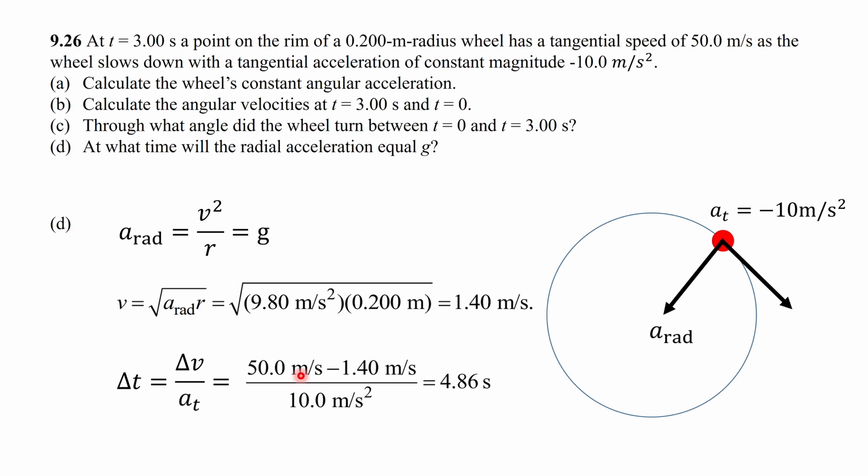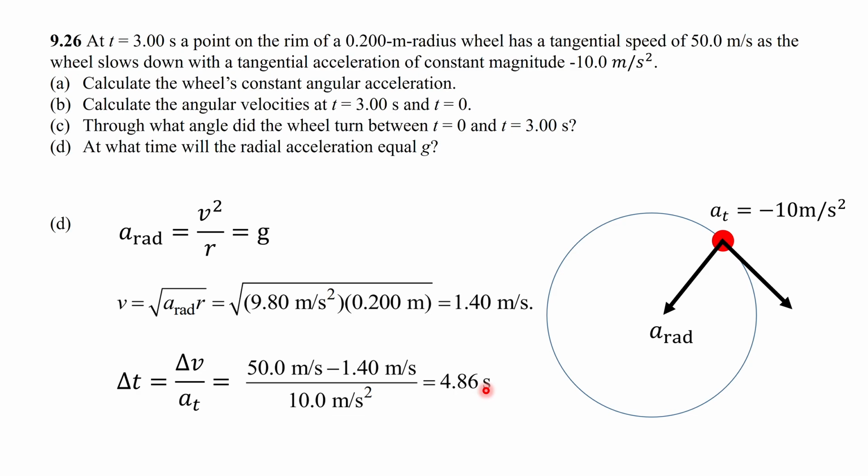And then let's go to the velocity when the radial acceleration equals g. That's 1.4. Okay, then we divide it by the 10 meters per second squared. This is the tangential acceleration. Then we get the time.